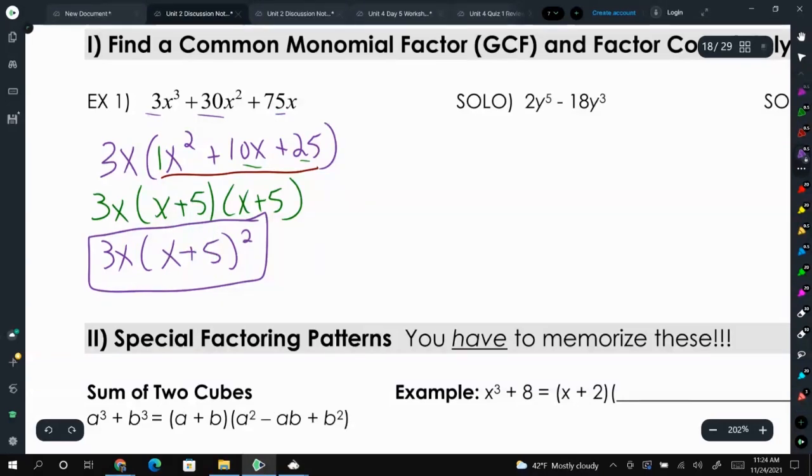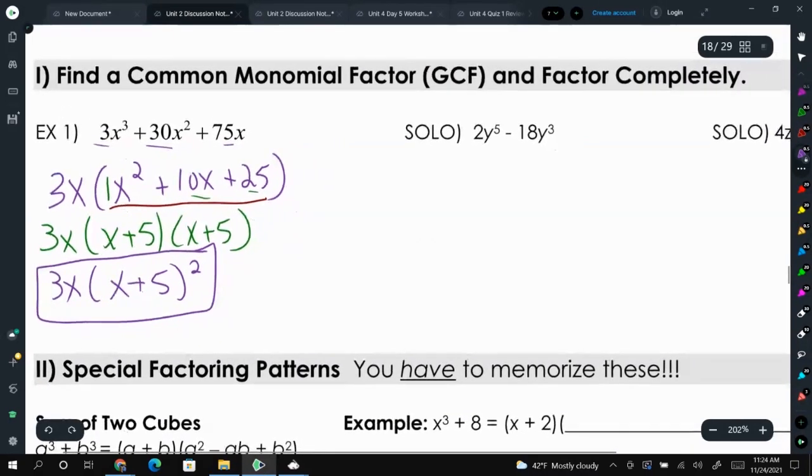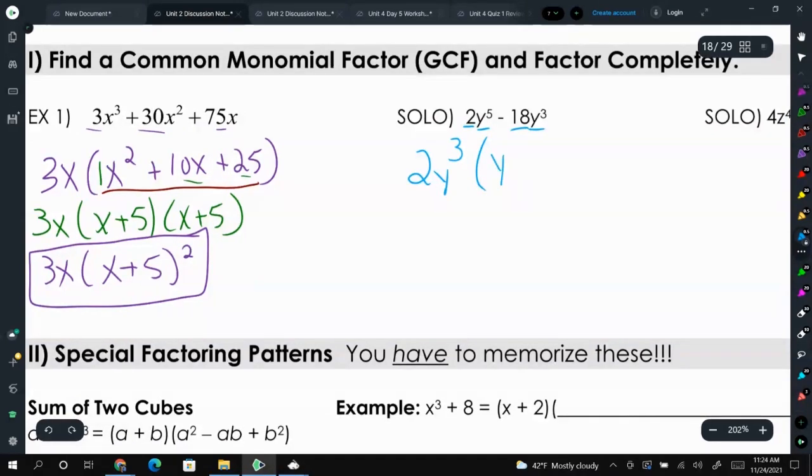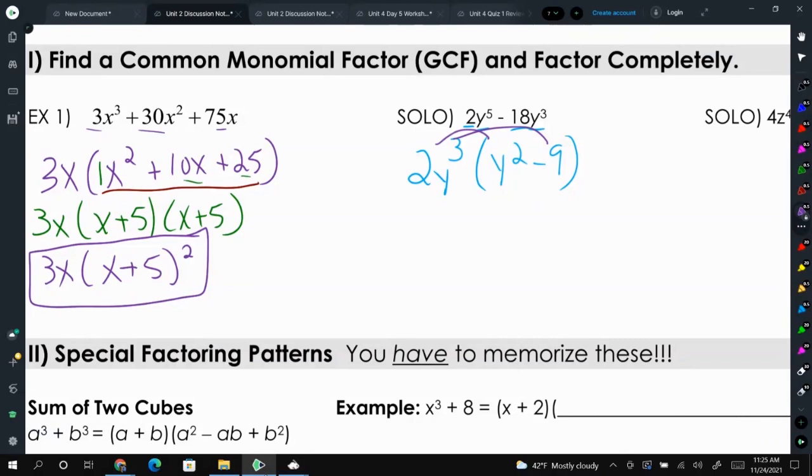Now for the next one, we only have two terms here, but they also have a 2 in common that you can factor out, and a y to the third. So we're going to factor out 2y to the third, and we are left with y squared minus 9. If you're ever unsure if you factored something correctly, remember you can always distribute back in and see that you get the same thing that you started with above.